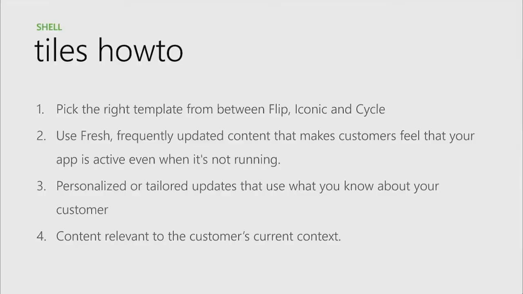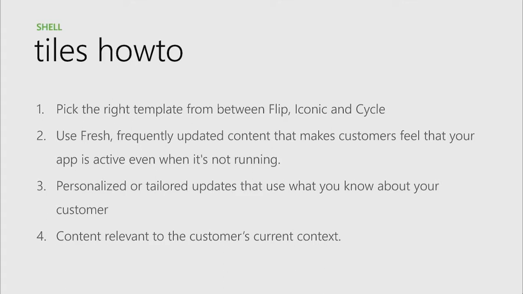So here's a couple of tile how-tos. Number one, pick the right template from Flip, Iconic, and Cycle. Use the how-tos that I mentioned before to help choose, but really think about what fits your application best. Number two, use fresh, frequently updated content that makes customers feel that your app is active when it's not running. If you just have a converting app, a utility converter, any of these kinds of applications, you may not need a live tile. You may not have to force your application into a live tile. Really think about when it's required and when it's going to be interesting for the user.